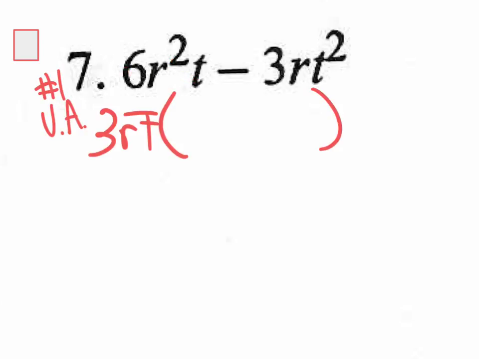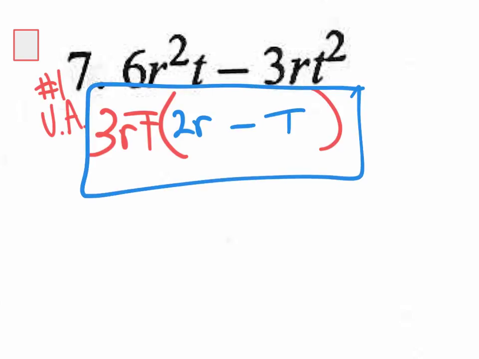3R. Now if you're confused, just do a piece at a time. 3 times what will give you 6? That'll be 2. And then R times what will get us an R squared? R times R, so you need an R in there as well. I'm just showing you how you can do it a piece at a time if you don't see the whole thing at once. And the T you don't need, because there's no other T. That's perfect because there's only one T right there. Now how about the other one? 3RT times what gets you a negative 3RT squared? Negative T. And that's it. So that is your answer for number 7. 3RT times 2R minus T.